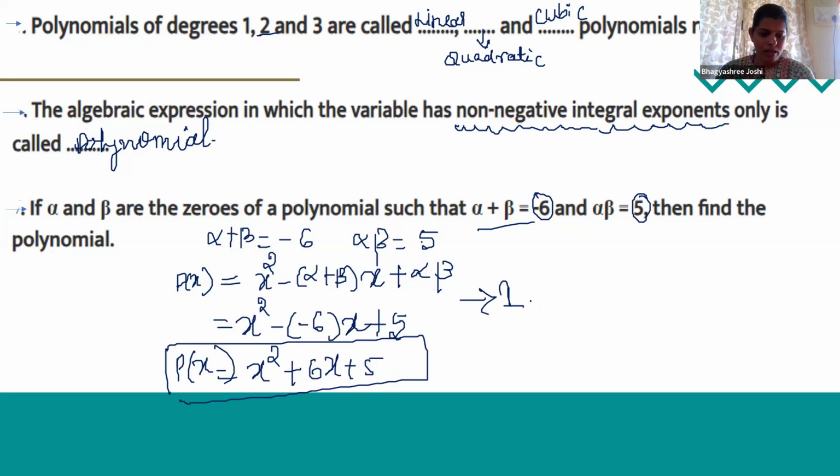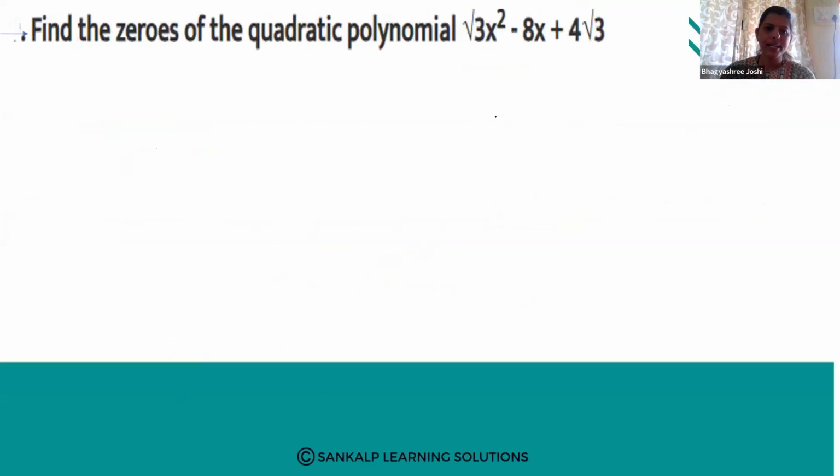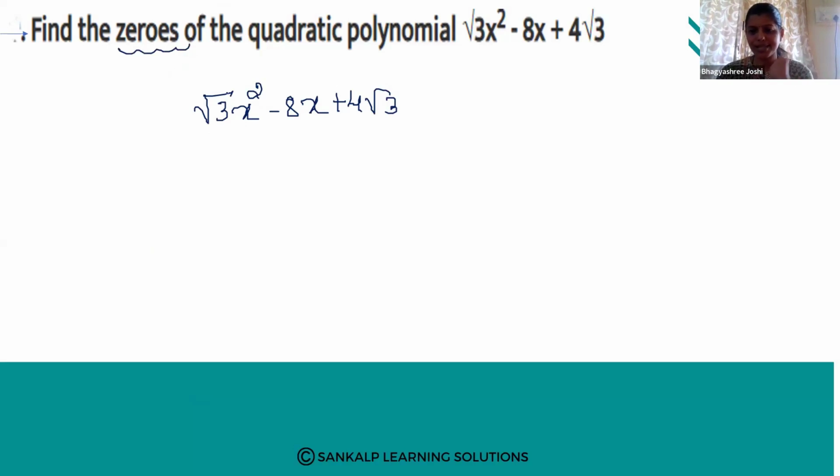Okay. So now find the zeros of the quadratic polynomial root 3x square minus 8x plus 4 root 3. Now, what we want is zeros. So in order to get the zeros, we are using the factorization method. In the factorization method we do a into c, right? A into c is root 3 into 4 root 3.